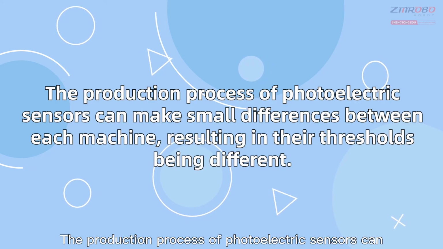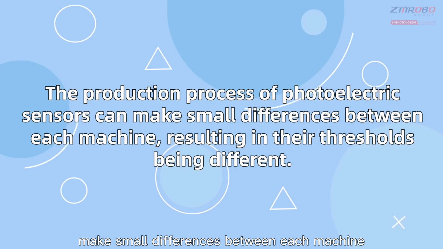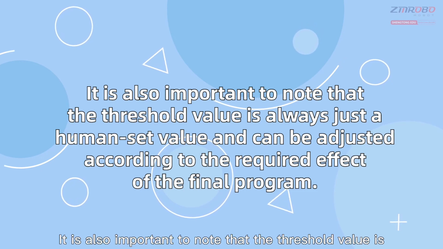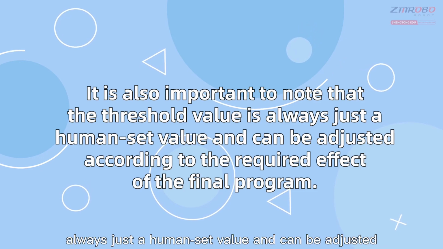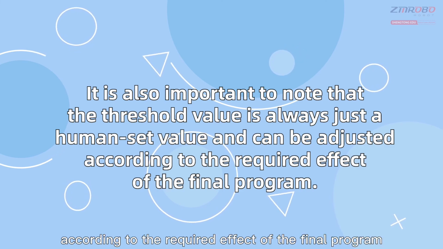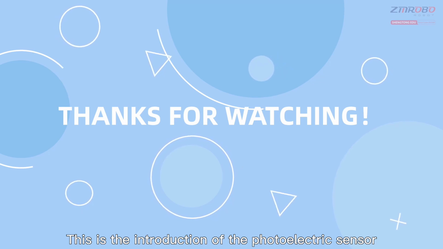The production process of photoelectric sensors can make small differences between each machine, resulting in their thresholds being different. It is also important to note that the threshold value is always just a human set value and can be adjusted according to the required effect of the final program. This is the introduction of the photoelectric sensor.